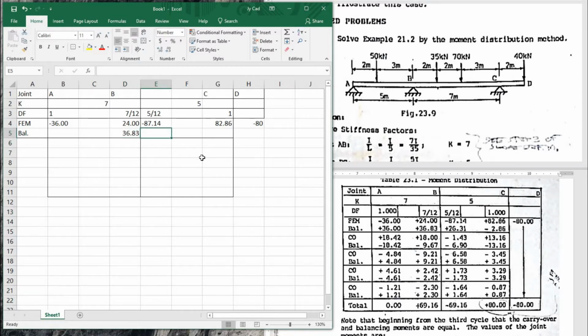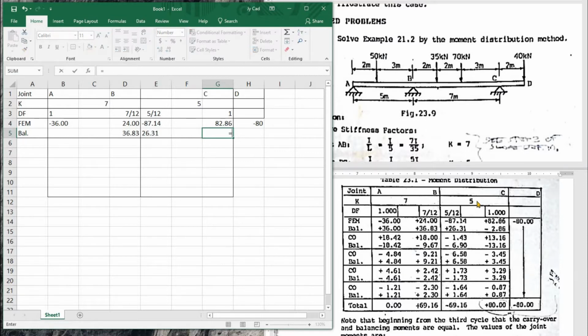So equal sign, negative, open parenthesis, and then 24 plus negative 87, close, times, this time 5 all over 12. And then you press enter, and you have 26.31. Dito naman, same procedure, but the distribution factor is 1.